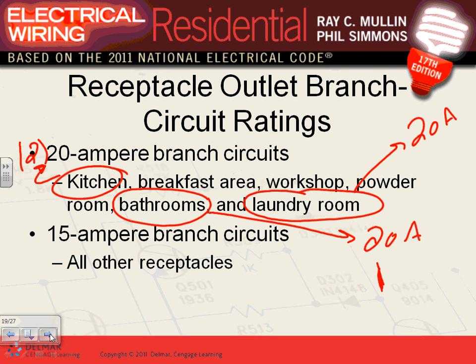Yes, sir. Don't the outside GFI outlets have to be 20 amps as well? Optional. Some people do, but you don't have to. The only 20 amp circuits by code have to be the kitchen, the bathroom, and the laundry. All other receptacles, 15 amp. Can I put 20 amps on other receptacles? Yeah, but in my book, it would be overkill.